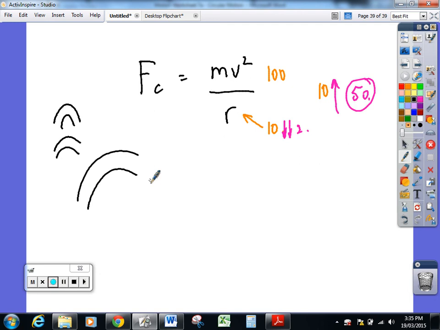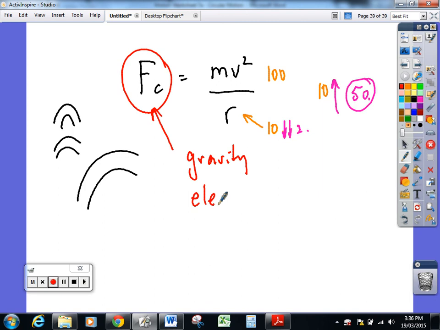And lastly, another problem with this force is that the creation of this force is by other mechanisms. As we said, it could be gravity, it could be electrostatics, and in this case, it's friction. So this friction is created by the road surface as well as the tyres themselves. The road surface could have oil on it.